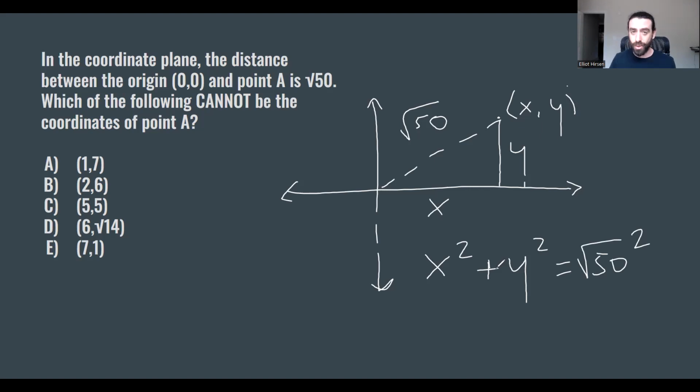And don't be too confused. I see a lot of really bright and well-intentioned students trip over this, but it is true that the square root and the square sign, they're opposites of each other, basically. They cancel each other out, right? So what is the square root of 50 squared? It's just 50.